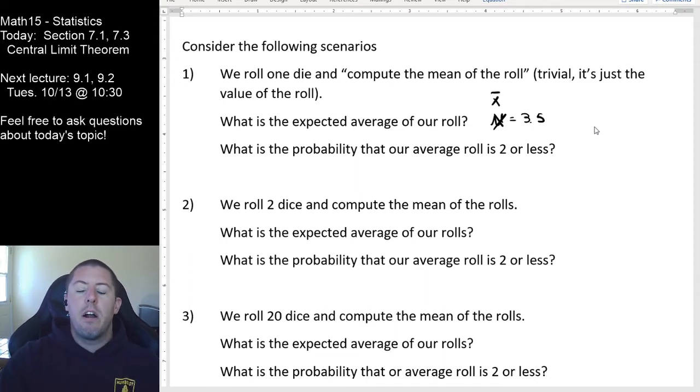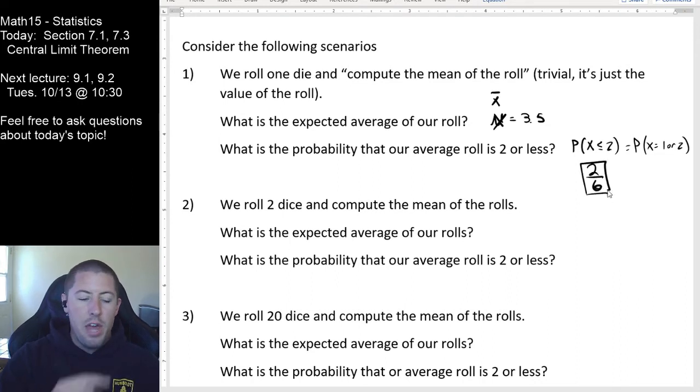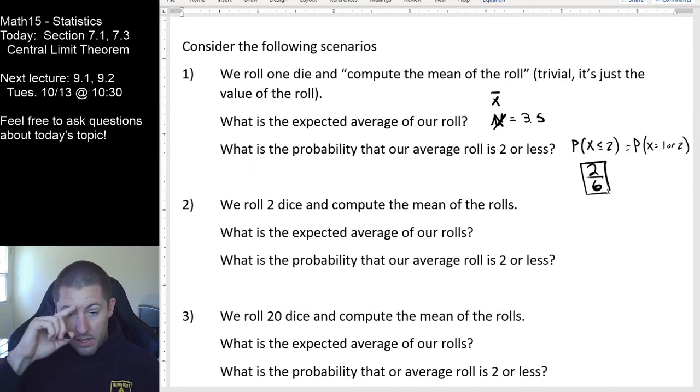What is the probability that our average roll is 2 or less? Well, the probability of 2 or less is the same thing as the probability that X is 1 or 2. So that is a 2 in 6 chance. I can compute that exactly. I know my uniform probabilities. 2 out of 6 rolls are 2 or less on a die. I don't have to do anything crazy with that.